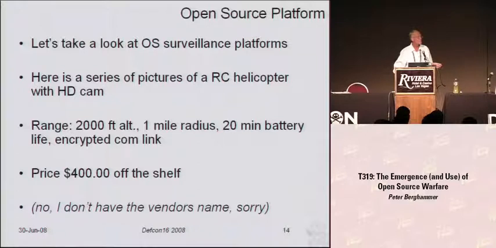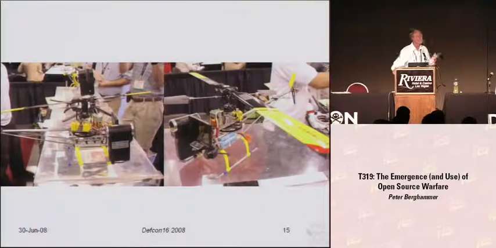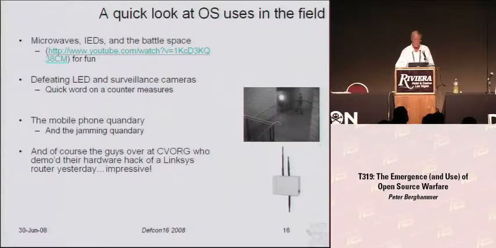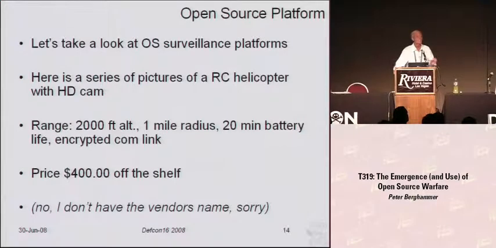So I'm going to show you really quickly something I ran into randomly, which is a surveillance helicopter. It wasn't intended as such. It was shown at Infocom just to do nice little aerial shots in HD. But it's actually pretty interesting. Let's go back. I just want you to see a couple of the capabilities. It's a non-US company that makes this one. The price is about $400 off the shelf, including an HD camera. It has a 1-mile radius, 20-minute battery life, and encrypted comlink, which I find extremely interesting.